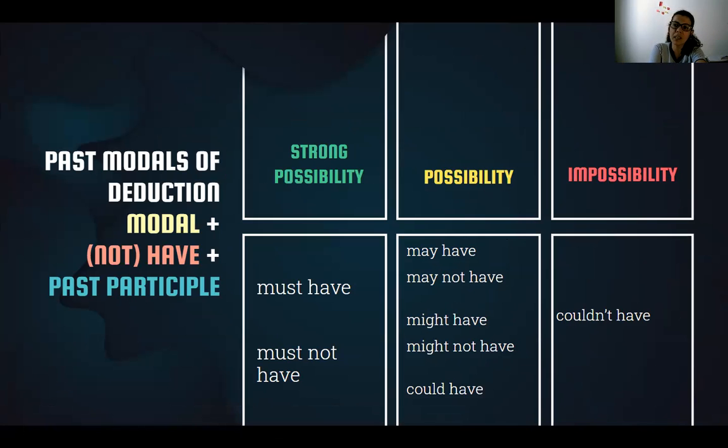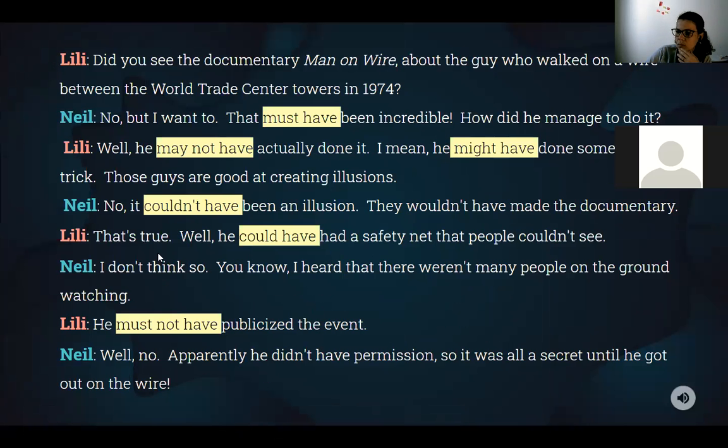When I say strong possibility, it could happen, it will happen, okay? Impossibility, it's not possible. For example, it couldn't have been an illusion. Neil here, in this sentence, he knows about the story, he knows about the truth, so it's impossible to be an illusion. So that's why he says it couldn't have been an illusion. He knows that it's impossible, okay?